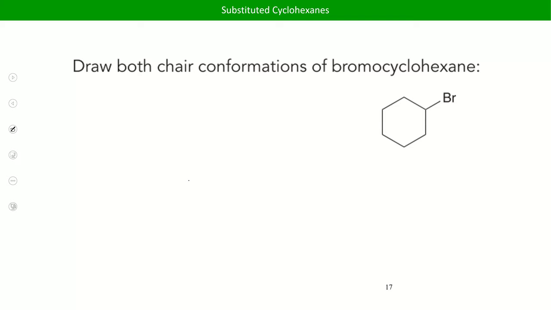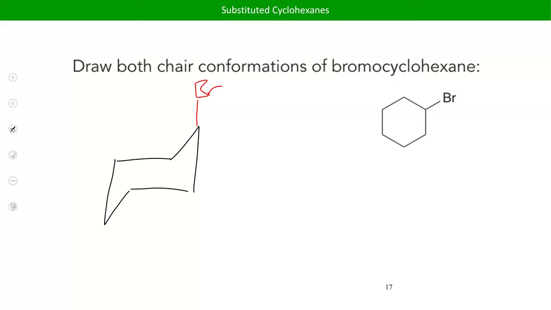So if we start by drawing our cyclohexane here. If we draw this bromocyclohexane, let's pick one spot. Usually when we're drawing these conformations, whatever substituent you have that's not hydrogen, it's easiest to put it on either the headrest or the footrest of our chair, just because those are the bonds that are going to be in the plane of the board, right? The substituents are in the plane of the board then.